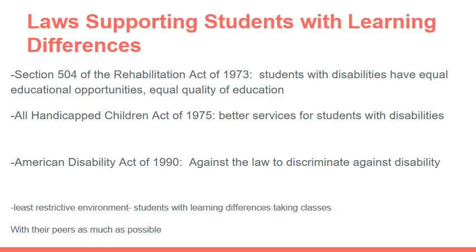Furthermore, the American Disability Act of 1990 made it against the law to discriminate against someone for having a disability or learning difference. In fact, students who have learning differences or disabilities must be placed in a least restrictive environment. This means that they will be placed as much as possible with their age-level peers. So students who maybe have a learning difference or a physical difference will still be placed as much as possible with people who are of the same age and with people who do not have learning differences or physical differences.